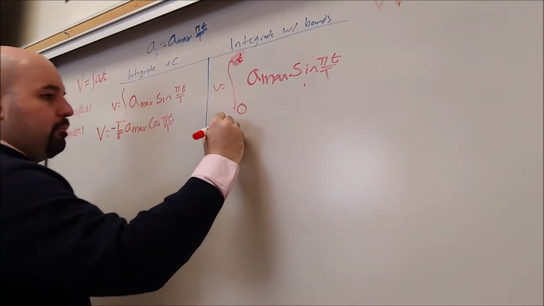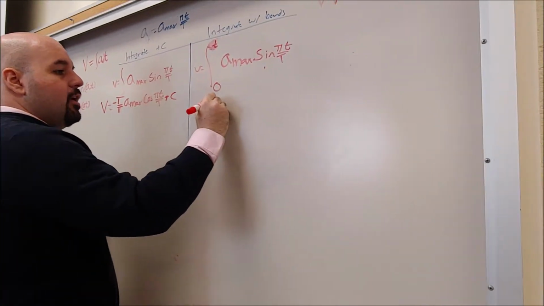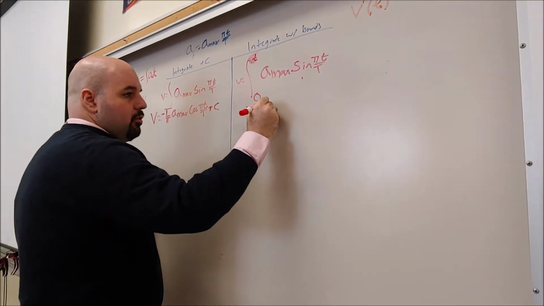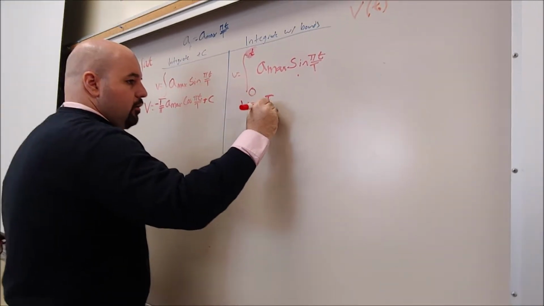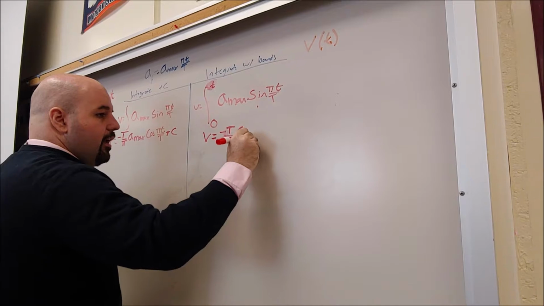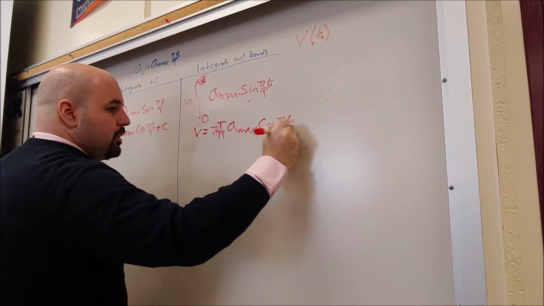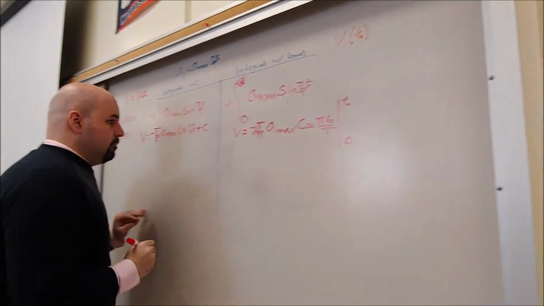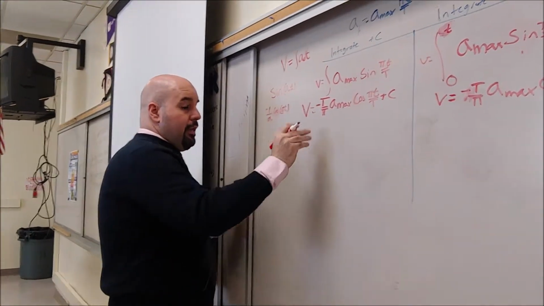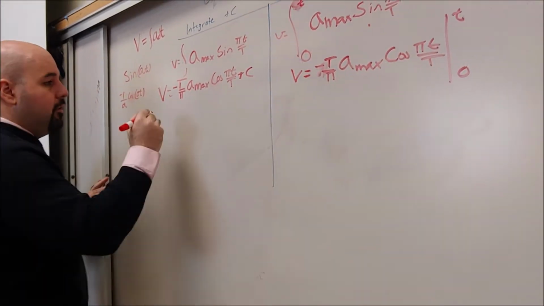Over here, I'm going to do the same thing. Oh, plus c. Right. That's the whole point. Here, if I do bounds, I can do the exact same thing. Negative t over pi a max cosine pi t over t, evaluated from 0 to t. Now this is technically an incorrect expression. We've got to find what that c term is.